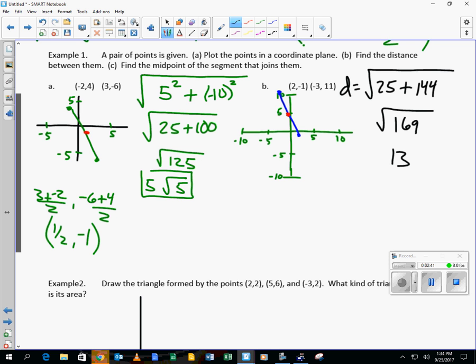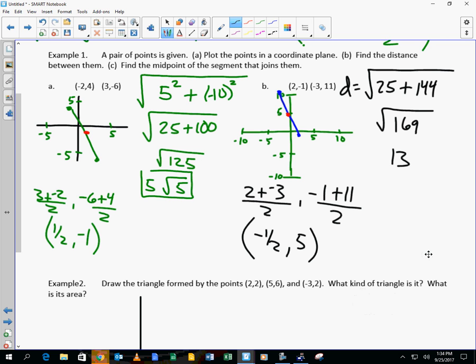I find the midpoint. I have 2 plus negative 3 divided by 2, and negative 1 plus 11 divided by 2. So I get negative 1/2 and 5. That looks like it's represented well in my graph, and I'm just using it to check the reasonableness of my solution. Please make sure that your midpoint you list as an actual coordinate. It is a coordinate that you plot. So use your parentheses and correct notation.